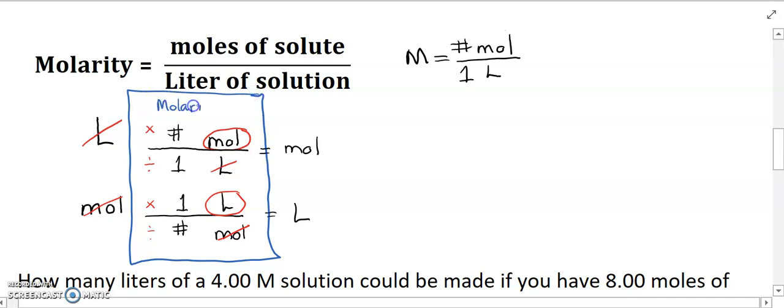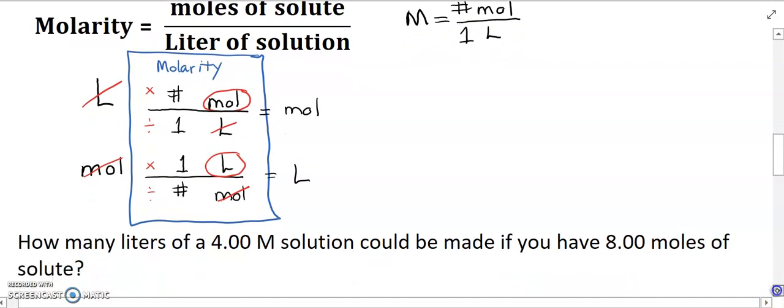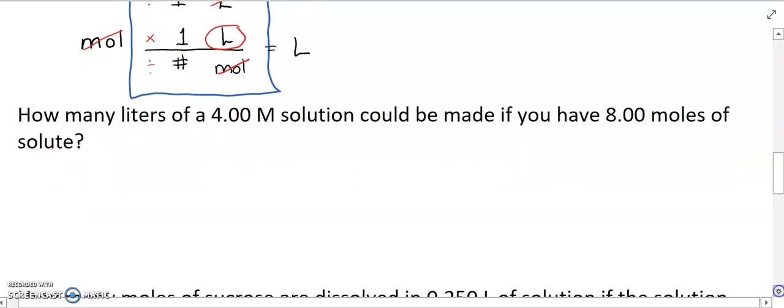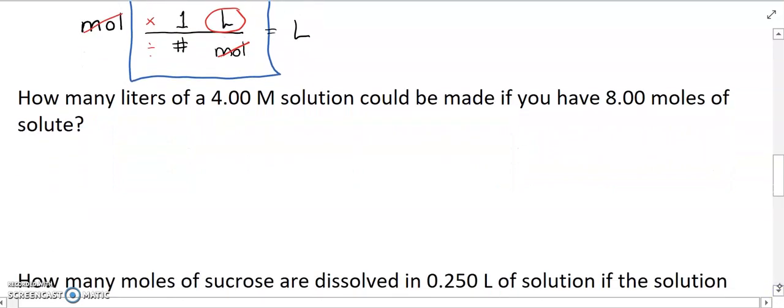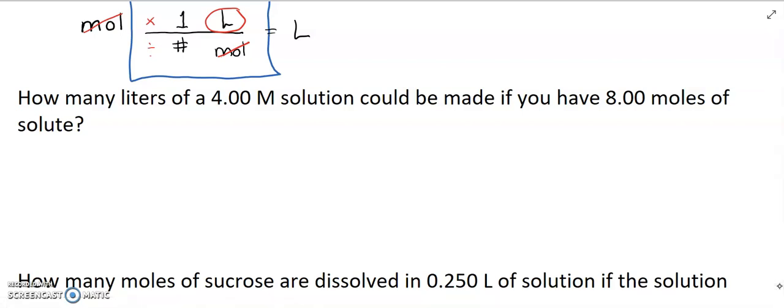So let's see how that works in an actual chemistry problem. In chemistry problems with molarity, you're going to be given 2 numbers. It is a 3-part equation, and I know that molarity is moles per liter, and I have to have 2 of those to be able to solve for the one unknown.